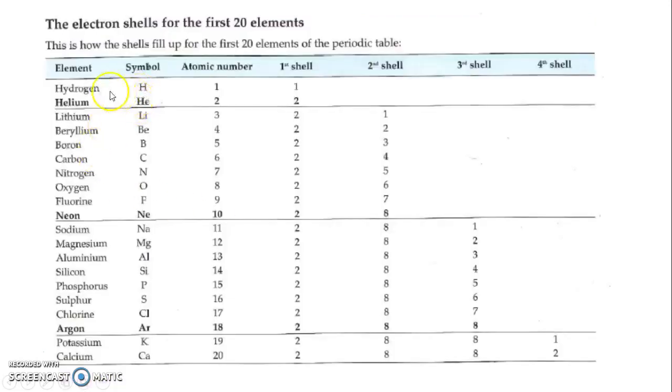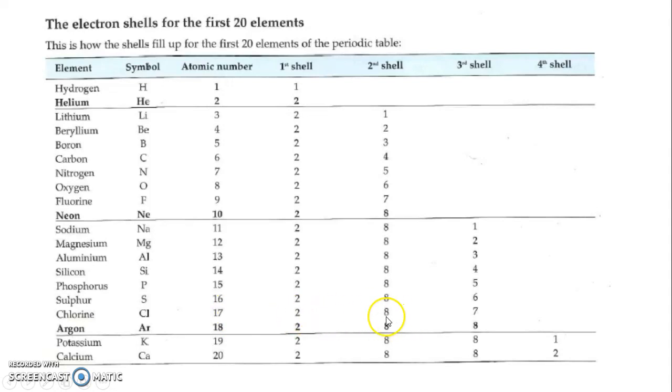when we talk about figuring that out for the first 20 elements, hydrogen has one atomic number, which means one proton, which means that if we're talking about an atom, there'll be one electron, and that one electron will go in the first shell. Looking at chlorine, it's got 17 protons, 17 electrons. So we have 2 in the first shell, 8 in the second shell.